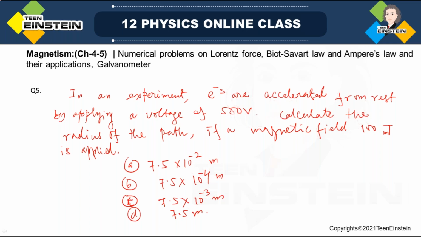So what is the problem? Electrons are accelerated by applying a voltage. That is what is given. Now you have to calculate the radius of the path if a magnetic field of 100 millitesla is applied. It is actually a question from JEE Mains 2019. Okay, we have got the question. We'll just try to solve it.